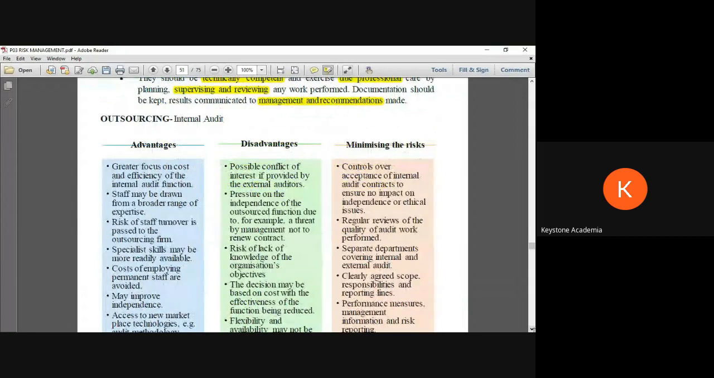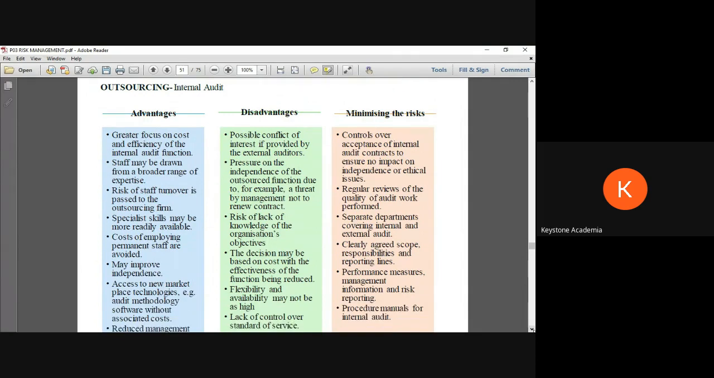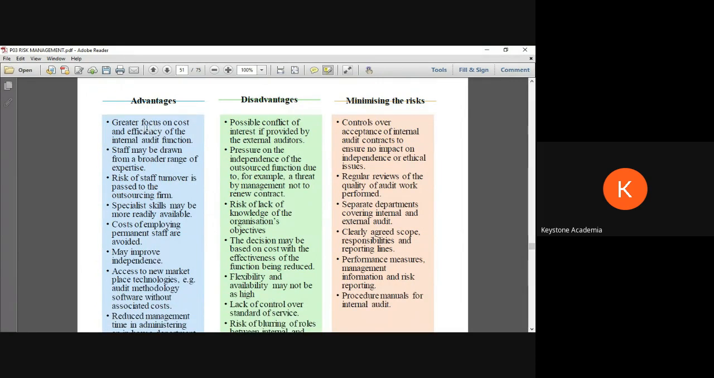Now, advantages of outsourcing. These are very similar to the normal advantages when you outsource your production or even some services. That's what they have talked about. Like, one advantage is greater focus. One disadvantage can be conflict of interest. And obviously, we have some things to minimize the risk. Now, shall we outsource or not? It totally depends on the company. What do you think?